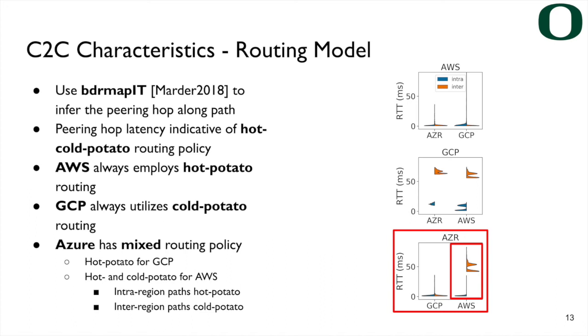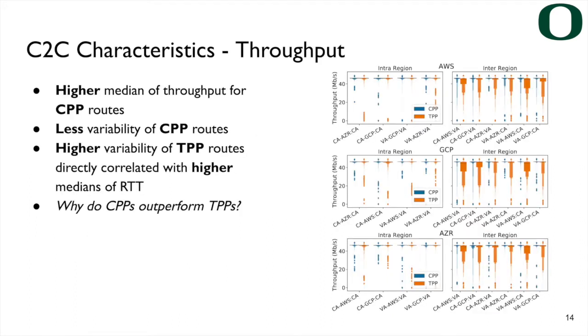We suspect that this mixed routing policy of Azure has something to do with the dominance of AWS, where they were able to negotiate how Azure routes traffic towards their network. The next characteristic that we present is the throughput for these cloud-to-cloud routes. Again, we're using the same representation for our measurements on the right-hand side of this slide.